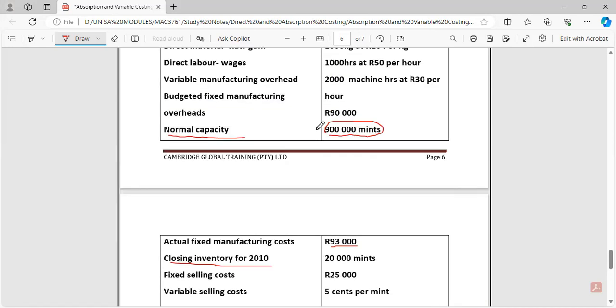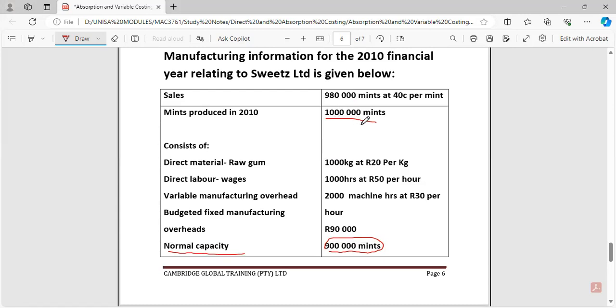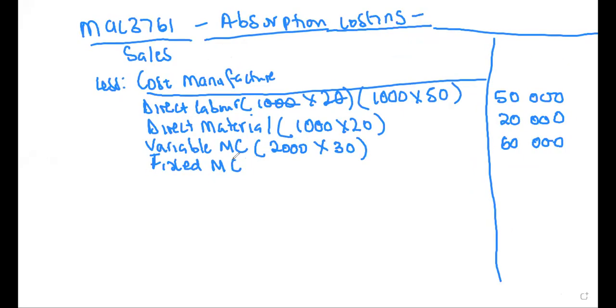Right, so we go to our question and now say the number of units that we produce is 1 million. So our fixed manufacturing overheads is now going to be budgeted fixed cost over budgeted manufacturing units, 900,000, times the number of units produced, 1 million. So this is the fixed manufacturing overheads that you are going to absorb.